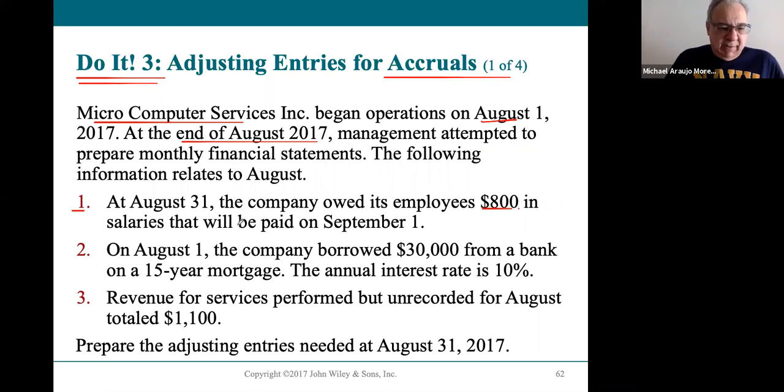The second thing, as you see here, is they took out a loan. We don't care how long the loan is for. All we care about is what amount of interest is expensed in the month that we're talking about. Okay. And the third thing is revenue was performed, but we never recorded it. So now we have to set up a receivable. So prepare the adjusting entries.